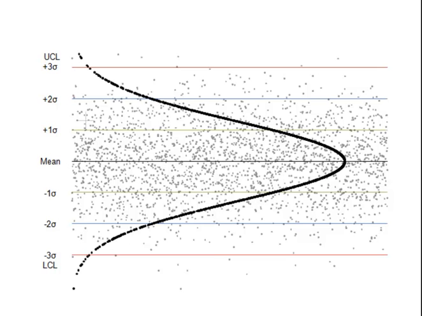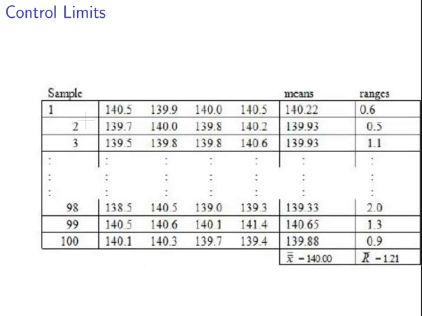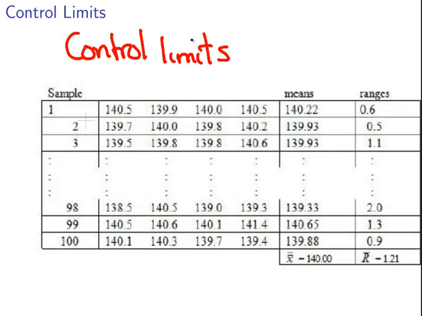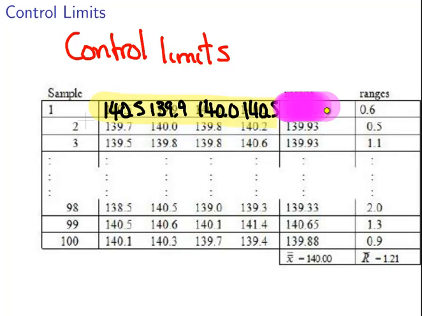So let's get into our presentation here. What we're going to do is calculate the control limits. Now this is the type of layout of a question. What we have here is a batch of 4 observations: 140.5, 139.9, 140.0, and 140.5. And the mean of those 4 observations is 140.22. Also quite important here is the range.